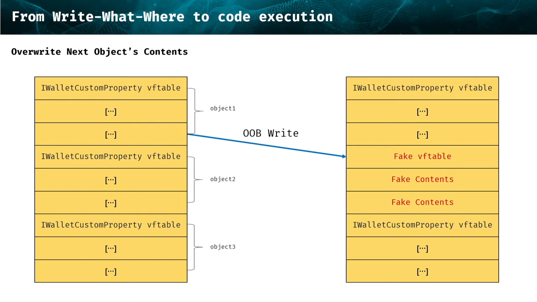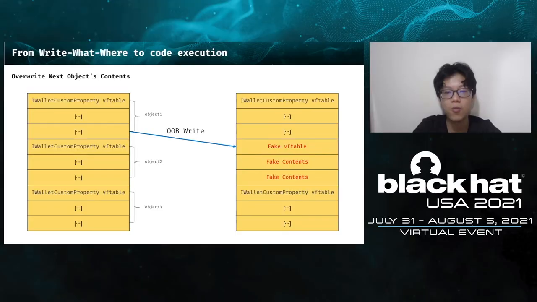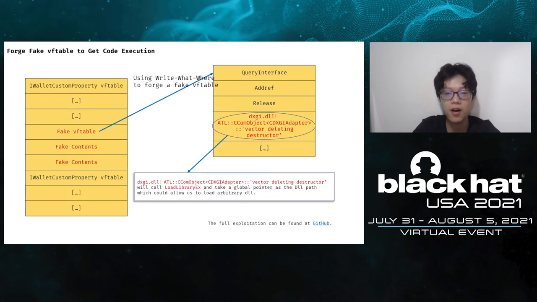So how could we exploit them? We'll talk about write-what-where first. We can create multiple iWallet's custom property objects at the same time, so they will be consecutive in memory. By using the heap out-of-bounds writing bug, we can rewrite the iWallet custom property object, and control its VF table and other object members. And then we can exploit our write-what-where primitive to write a fake VF table into a global writable address. And then by calling the method of the fake object, we can fully control the RIP.